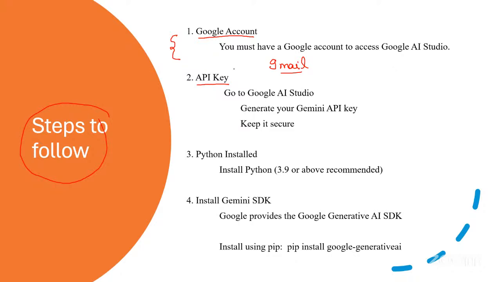In order to create an API key, we should go to Google AI Studio. I will give you the link. Then we should generate our own API key and keep it secure. Because it is not a paid one, no issue for us.